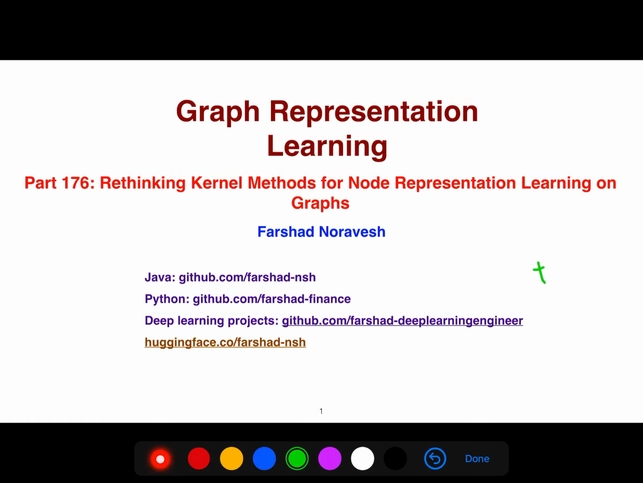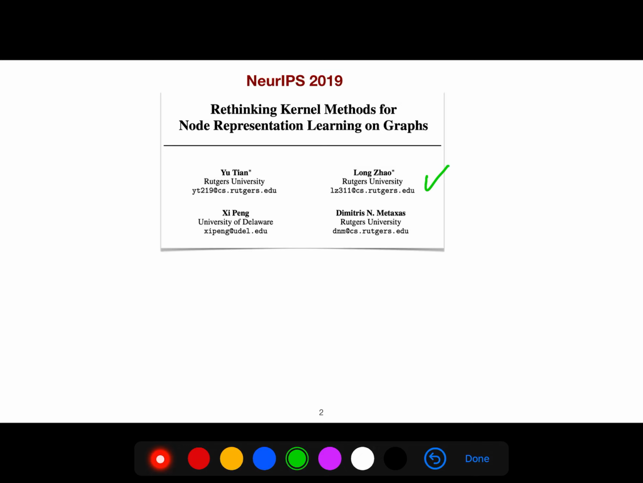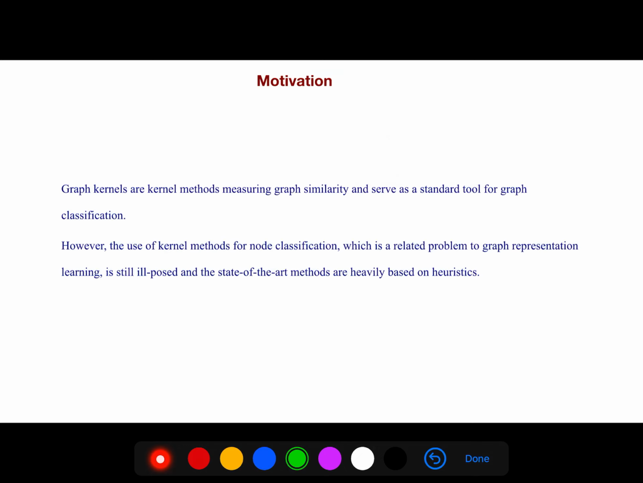Alright, so today I'm gonna be explaining this important paper with the title Rethinking Kernel Methods for Node Representation Learning on Graphs. This is a NeurIPS paper from 2019. Graph kernels are kernel methods measuring graph similarity and serve as a standard tool for graph classification.